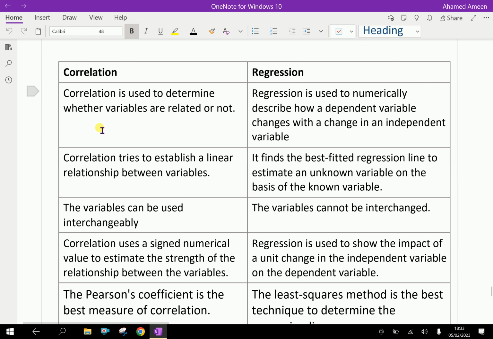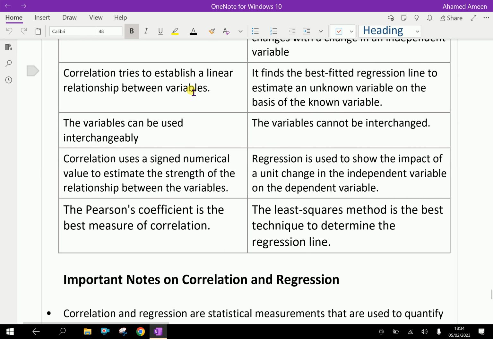Correlation is used to determine whether the variables are related or not. From the correlation we can say whether both variables are related or not. Regression is used to numerically describe how a dependent variable changes with a change in an independent variable. That means correlation says it is related or not, but how it is related, numerically negative, positive or zero, we can understand from the regression. By using the formulas we find the coefficients, and from regression we notice how it is related.